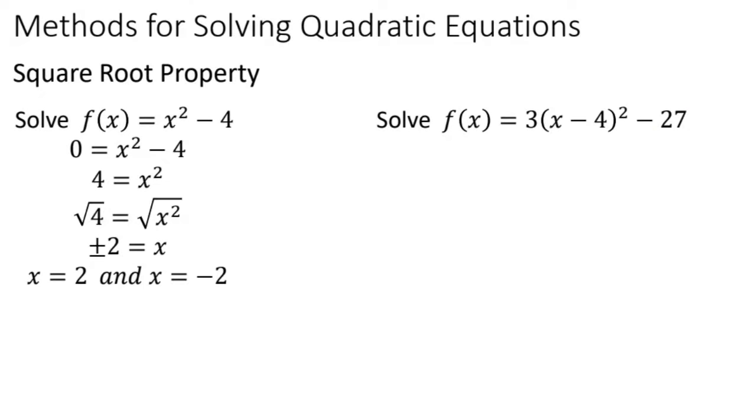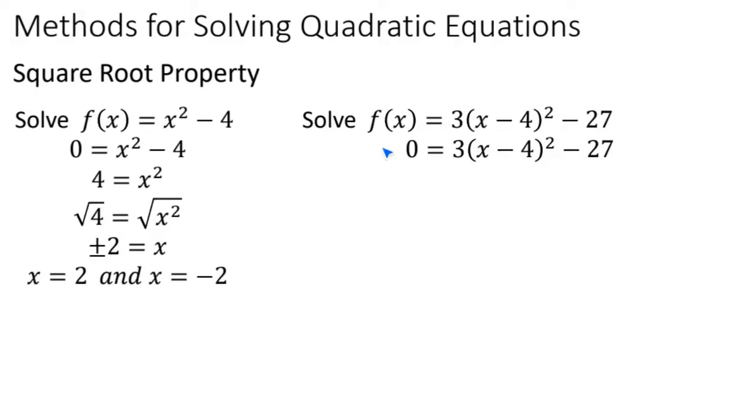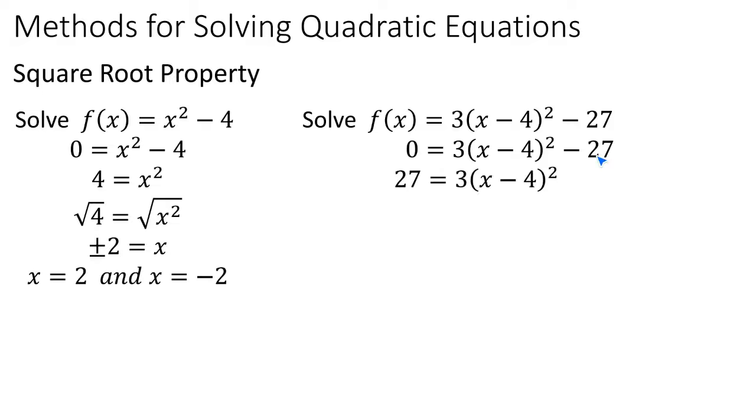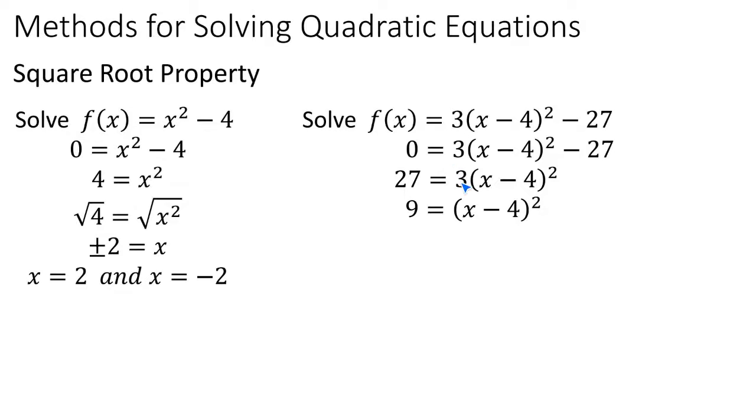squared minus 27. My first step, I let f of x equal 0. Then I want to isolate my x squared term. So I'm going to add 27 on both sides. So plus 27 plus 27, 27 equals 3 times x minus 4 squared. So this 3 in front, we need to get rid of the 3. So I'm going to divide by 3 on both sides. So 3 divided by 3 is 1. 27 divided by 3 is 9.